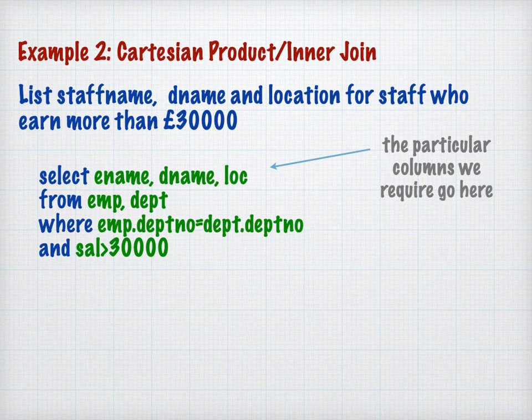So we've got our Cartesian product, which we turn into an inner join. In other words, we combine the tables together correctly. We're also filtering on another condition because we're only interested in people who earn over 30,000. And as well as only showing particular rows, we're actually only interested in particular columns, e-name, department name, and location, just like that.